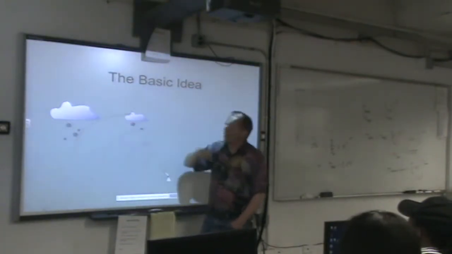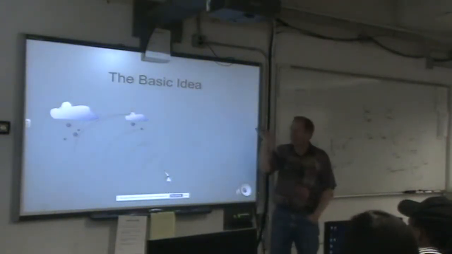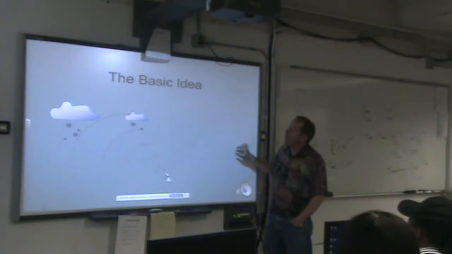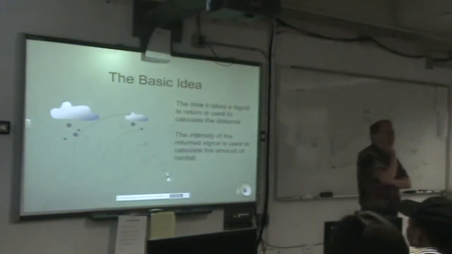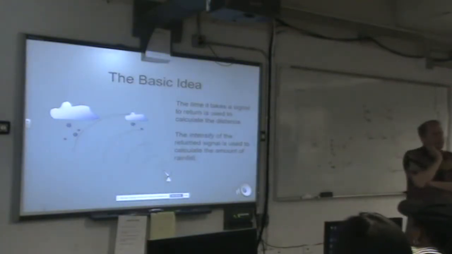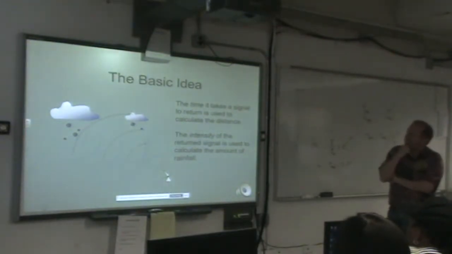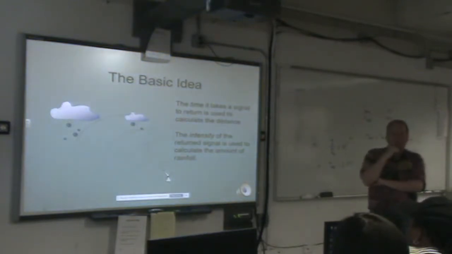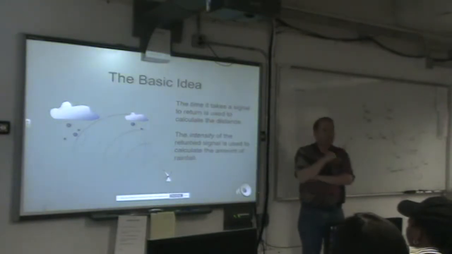But the clouds are not reflecting, or at least they're reflecting much smaller, because it's already the fourth type of thing, and the drops are much smaller. So the time it takes for the signal to come back tells you the distance, as we know about the speed of light. The intensity of a return signal is used to calculate the amount of rainfall. This is easy. That's a bit more complicated.